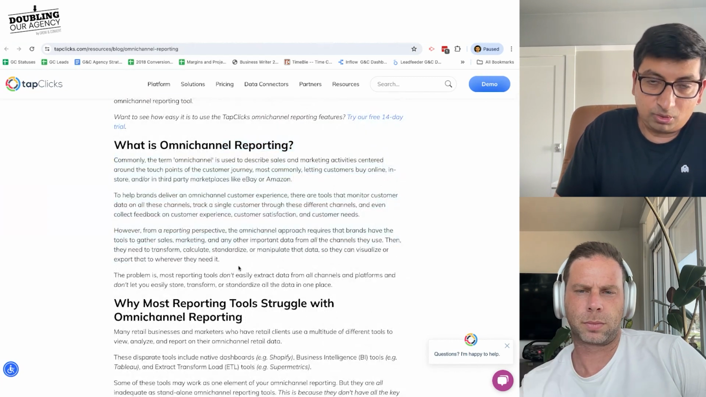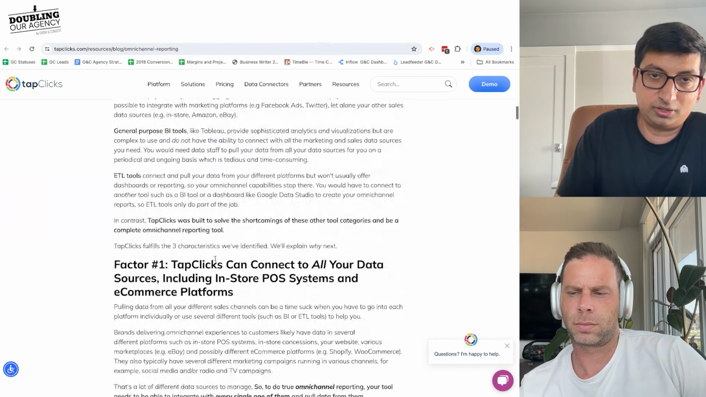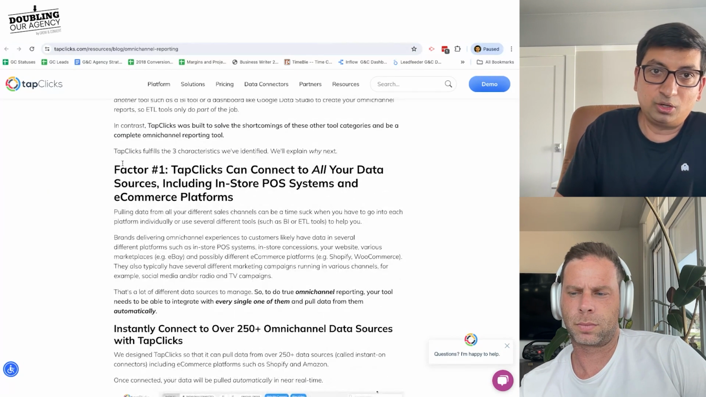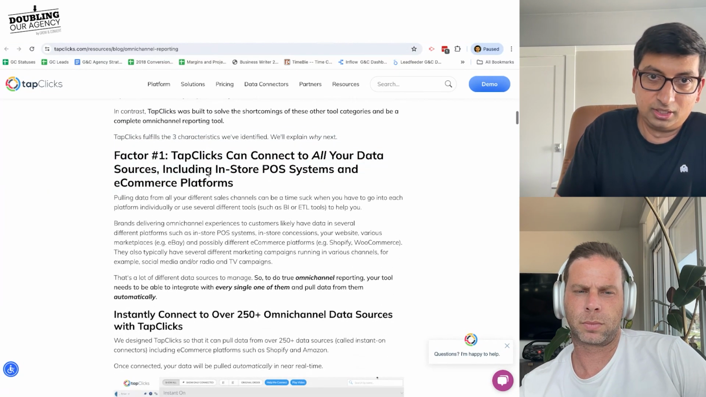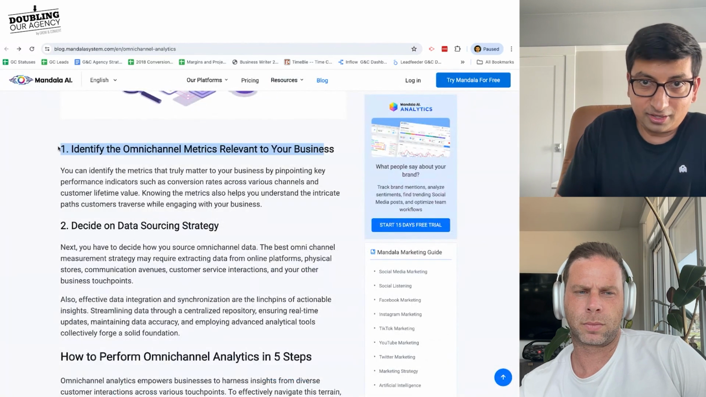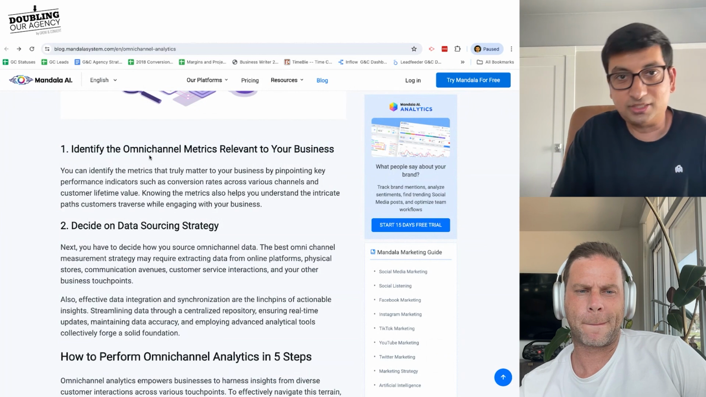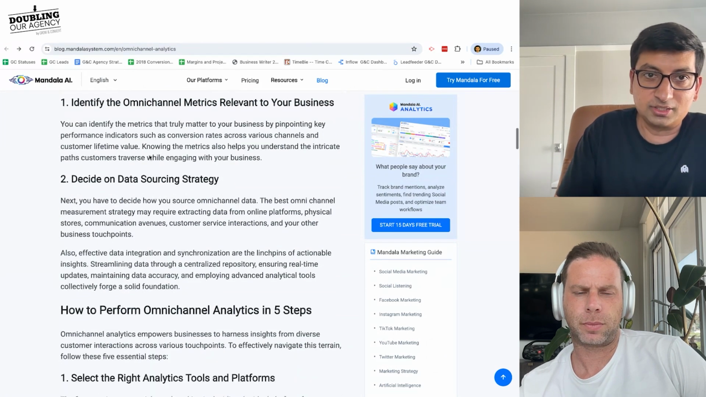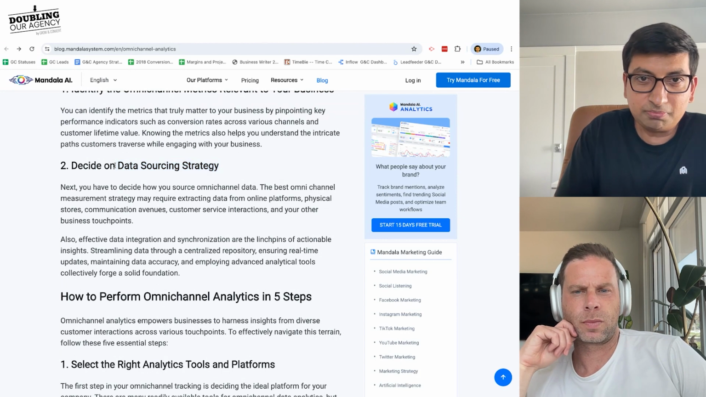And then we talked about what reporting is. We talked about the weaknesses. We talked about why native dashboards and all these other tools are not enough. And then we go into, here's how our tool fulfills those three characteristics. Number one, TapClicks can connect to all of your data sources, including in-store POS systems. So compare that, while your competitors are saying the most obvious stuff, like identify the stuff related to your business, decide on your data sourcing strategy. What does that even mean?